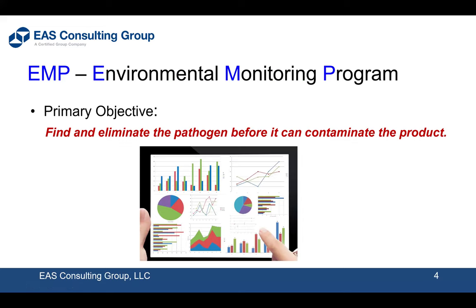There we go. So almost everybody, if you are with an established food facility, will already have established some form of an environmental monitoring program. Many of you have, as we see in the poll, over 5 years, but if you haven't reassessed, is it time to reassess your programs? The program comes in different names: pathogen environmental monitoring program, environmental monitoring program for pathogen control. But ultimately, the primary objective of the program is to find and eliminate the pathogen before it contaminates the product.